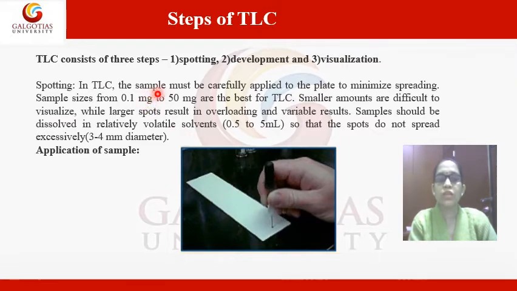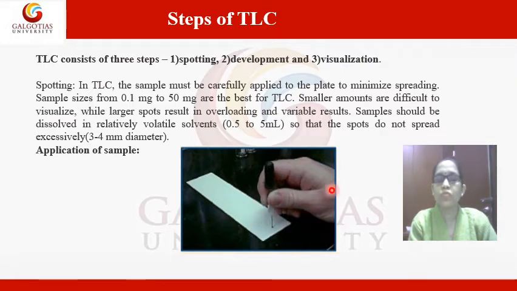In TLC, the sample must be carefully applied to the plate to minimize spreading of the sample. The sample should be prepared at minimum concentration. That means 0.1 mg to 50 mg is the best range for sample preparation, dissolved in a minimum volume of solvent. Smaller amounts are difficult to visualize, while larger spots will lead to overloading and variable results. If we take a large spot, then the separation or resolution will not be good.